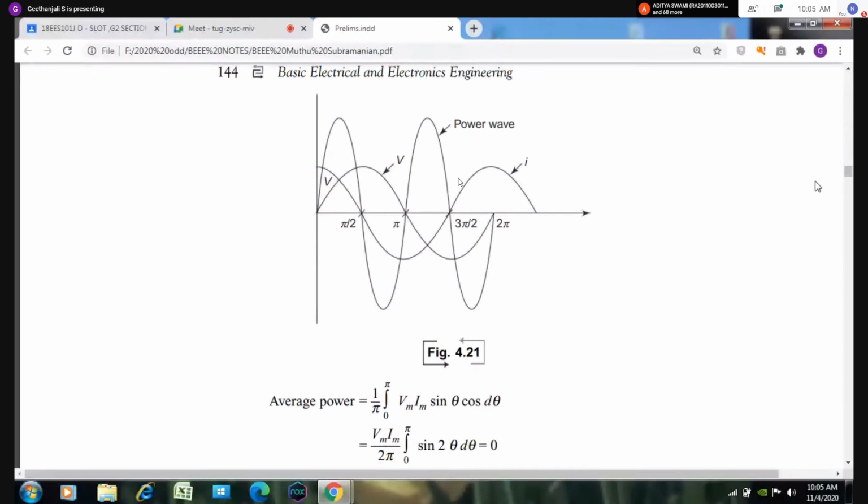This is the waveform representation. Leave the power aside; the voltage is the reference, so it will start from zero. Then what about the current? The current starts 90 degrees before, then it progresses. So the current is leading by an angle of 90 degrees with respect to voltage.